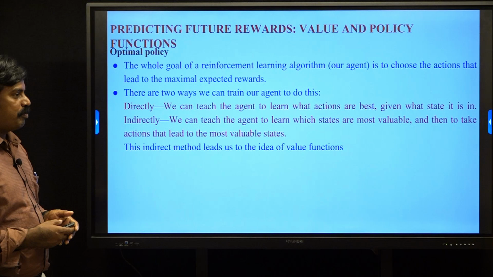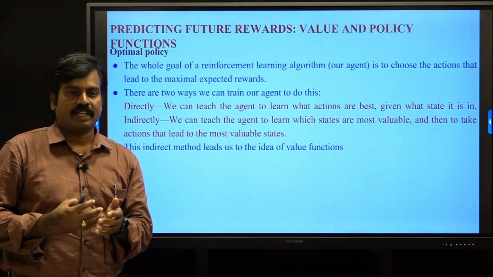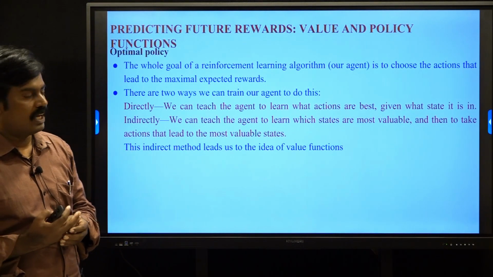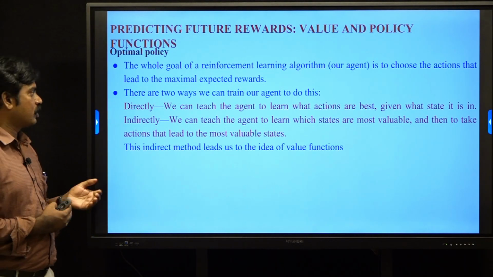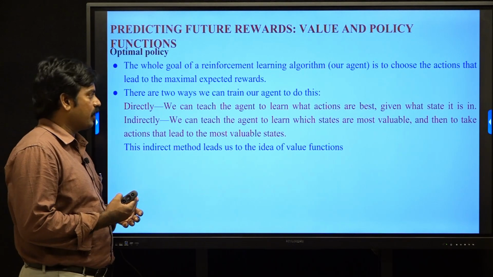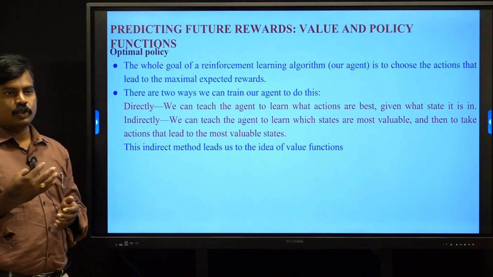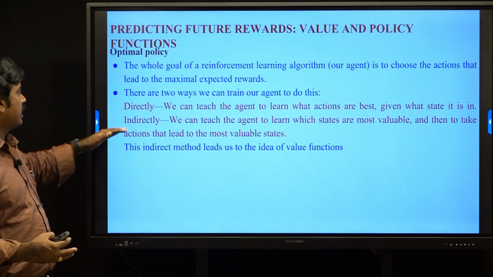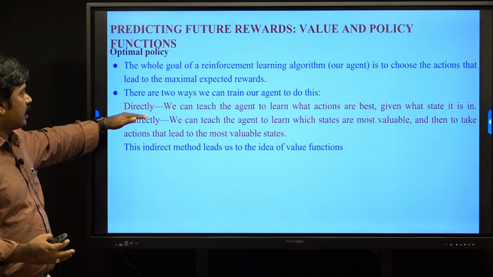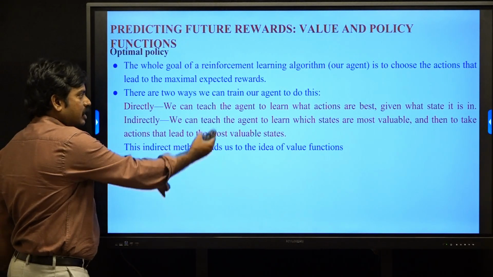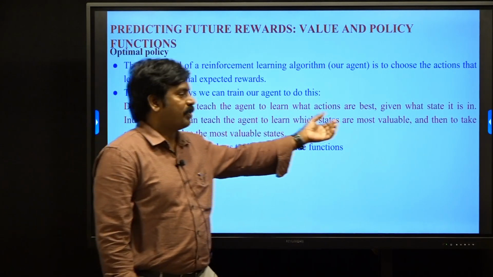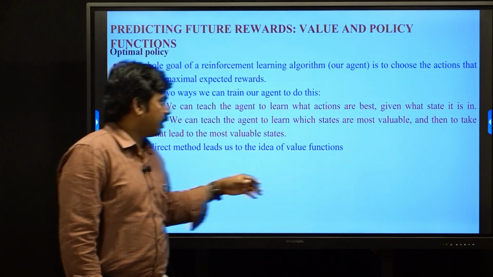Next, with the optimal policy we find the best rewards. We maximize the rewards by using the optimal policy. We use these optimal policies to train the agents to get the best cumulative rewards. There are two ways we train our agents: direct training and indirect training. In the direct method, we teach the agent to learn what actions are best in a given state.